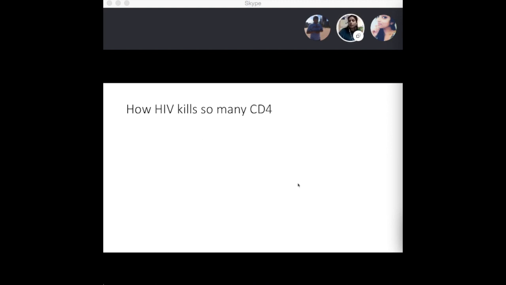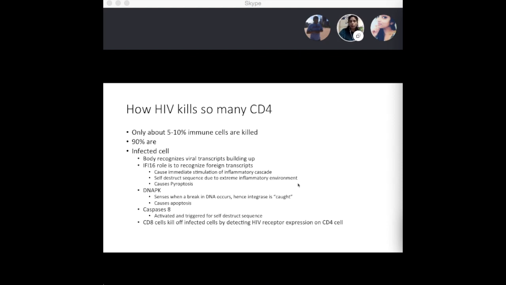Okay, so the idea is that HIV actually will only kill about 5 to 10% of the immune cells, but 90% of the cells that are killed are just normal, uninfected CD4 cells. And the idea is that for the infected cells, our body is going to recognize the viral transcripts building up, and it's going to want to kill it off.